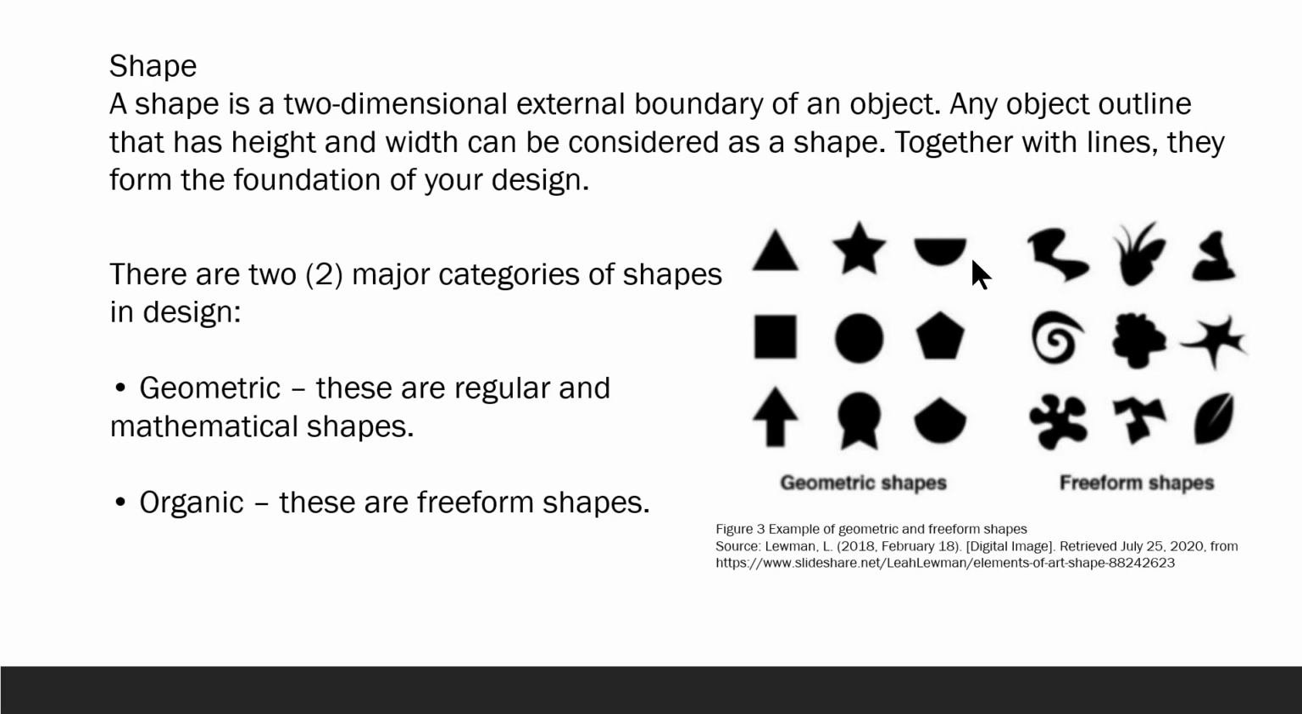Now, the other element of design is shape. Shape is a two-dimensional external boundary of an object. It is an outline of the height and weight that can be considered as the shape. Together with lines, they form the foundation of your design. We have two types of shapes. We have the geometric, which are the regular mathematical shapes that we are known for, like a triangle, a star, a square, a circle, a polygon. The other one is organic, also known as free form, which doesn't have a definite shape that we're used to.